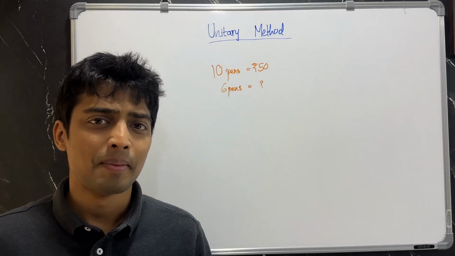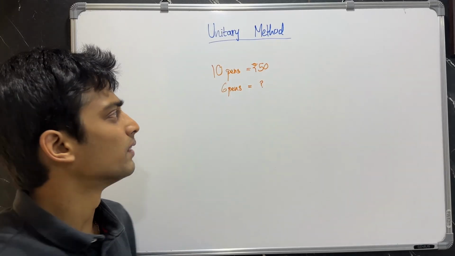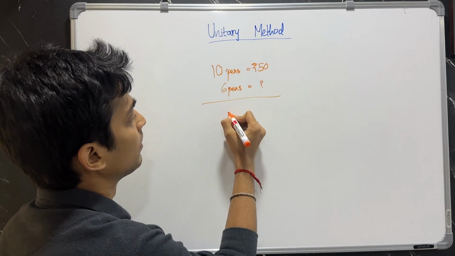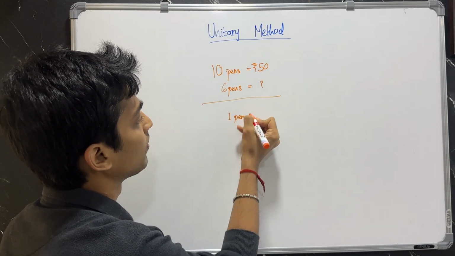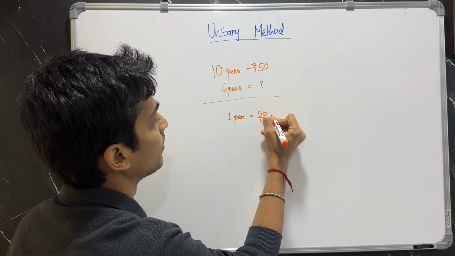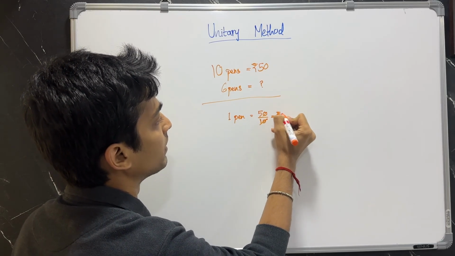Can you solve this question? Let's see how to solve this. 10 pens are of 50 rupees. 1 pen will be of 50 upon 10, which is 5 rupees.